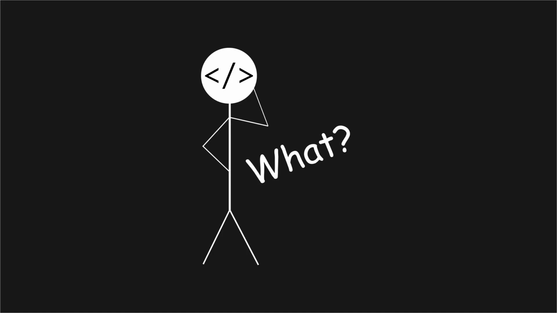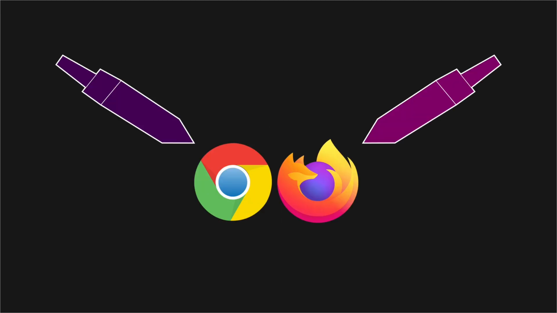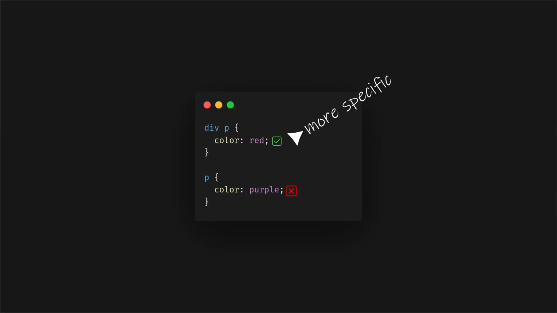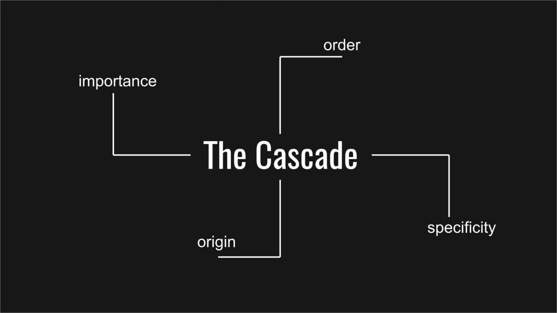So, what is the cascade? CSS is complicated and your browser often finds itself resolving conflicting CSS rules. For that, it uses an algorithm called the cascade. In other words, the cascade is the algorithm for solving conflicts where multiple CSS rules apply to the same HTML element. The cascade algorithm has four legs: order, specificity, origin, and importance.